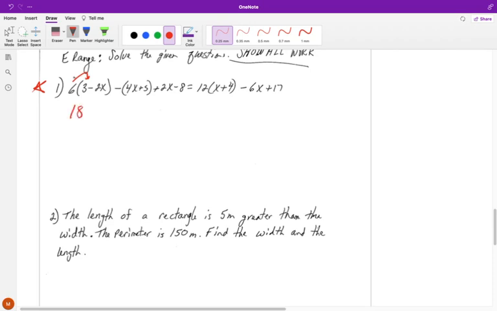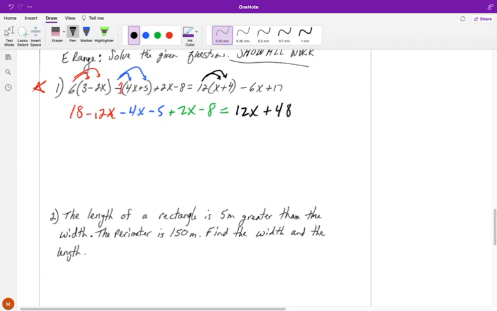So we get 18 minus 12x. And remember, when there's no number written there, it's understood to be minus 1. So I'm going to go ahead and distribute this in. So it becomes minus 4x minus 5. That's where a lot of people make their mistake, is they don't distribute that minus 1 into that second number. So now we have there, and I'm going to distribute this 12 in, so it becomes 12x plus 48, and then we still had the original minus 6x plus 17 left over.